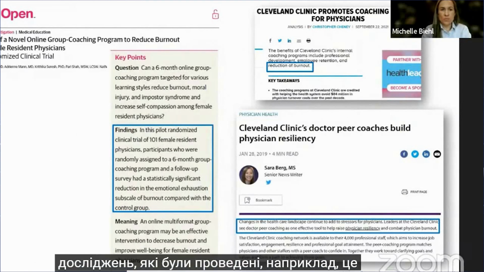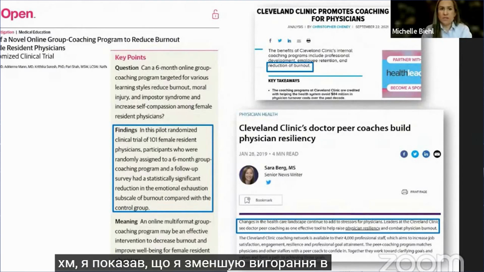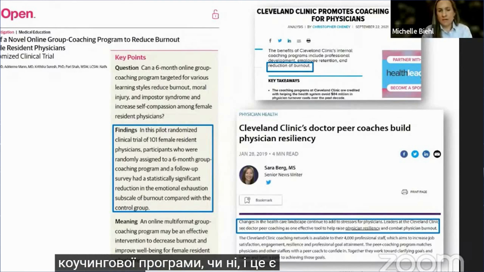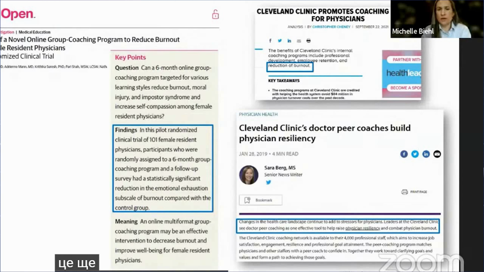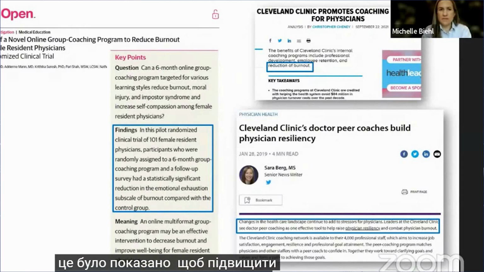For example, this is a group coaching program shown to reduce burnout in female resident physicians. They studied 100 female resident physicians, and they randomized them to being part of a coaching program versus not. And there was a statistically significant reduction in emotional exhaustion compared to the control group. And this is another institution, Cleveland Clinic, that promotes coaching between physicians, and that has been shown to build physician resiliency. Next, please.